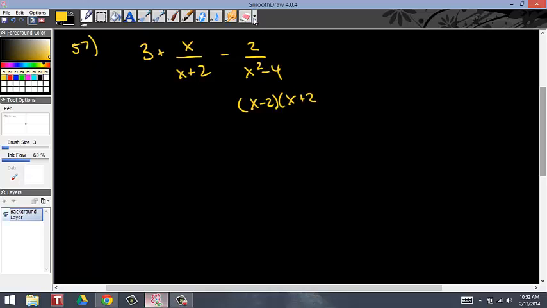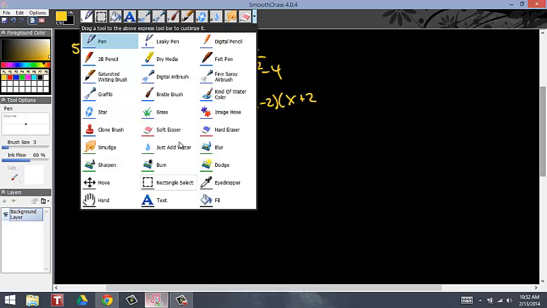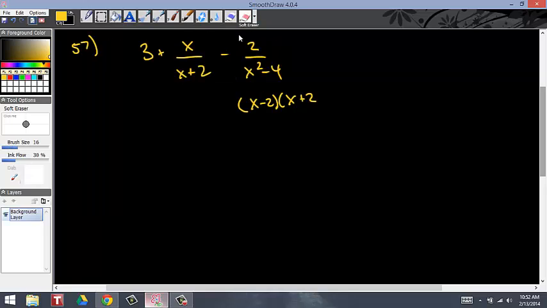All right, and actually, you know, I need to move the hard eraser up. That's actually better than the soft eraser. Soft eraser sucks.